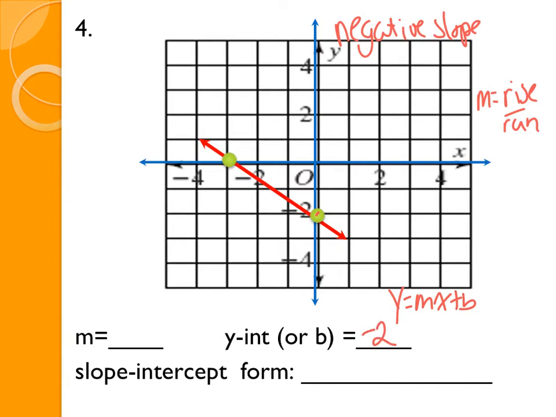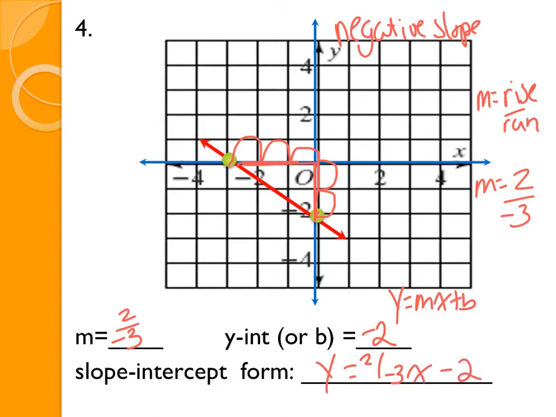And I'm going to make my slope triangle. I'm going to rise 1, 2. And I'm going to run to the left, which would be negative. -1, -2, -3. So 2 over -3. Write it in slope-intercept form. Y equals your slope, 2 over -3x minus 2.